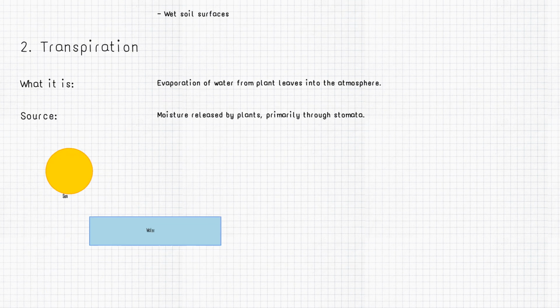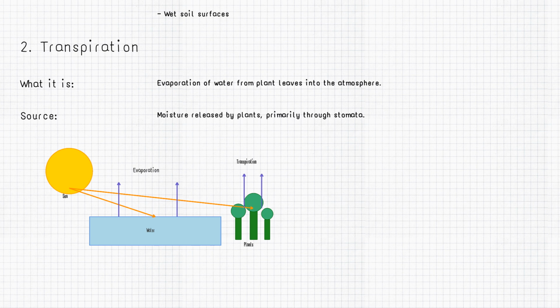Our diagram begins with the sun, the primary energy source, and a body of water. Next, we introduce plants, which also play a crucial role in the water cycle. The sun's energy heats both the water and the plants, initiating the processes of evaporation and transpiration. As the water heats, it turns into water vapor and rises into the atmosphere, a process known as evaporation. Similarly, plants release water vapor from their leaves into the air through transpiration. Both evaporation and transpiration contribute to the overall amount of water vapor in the atmosphere.